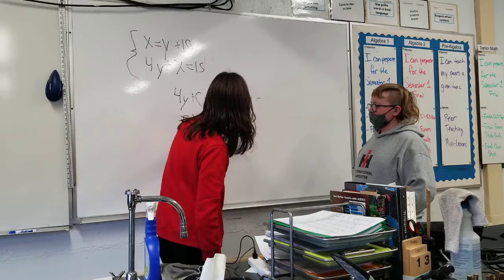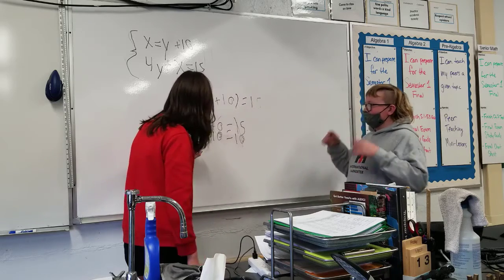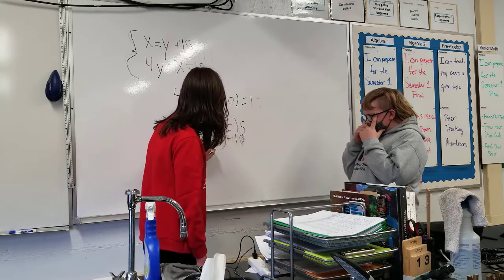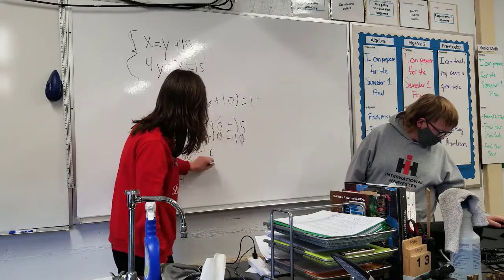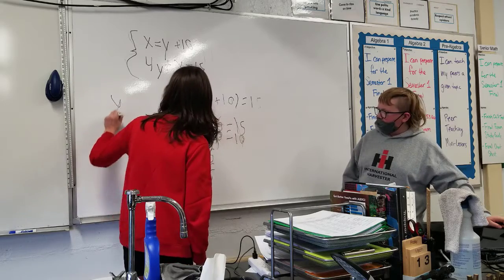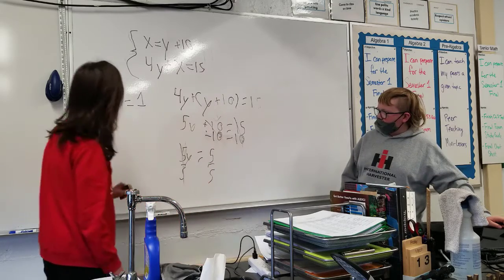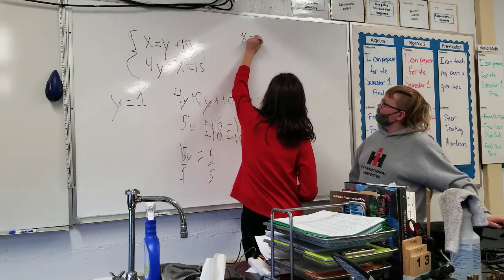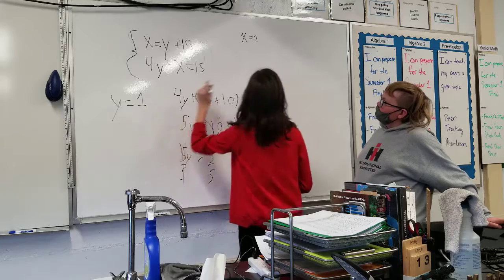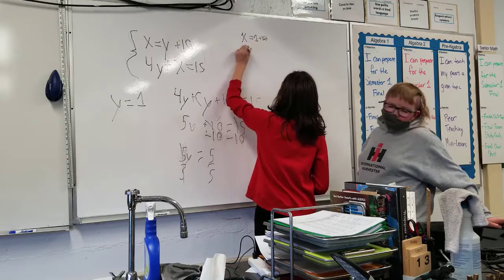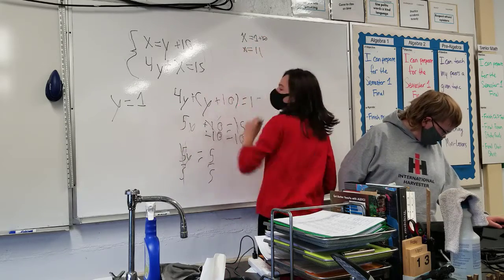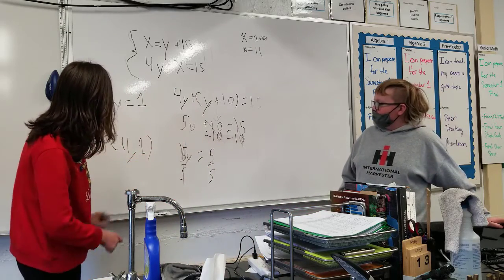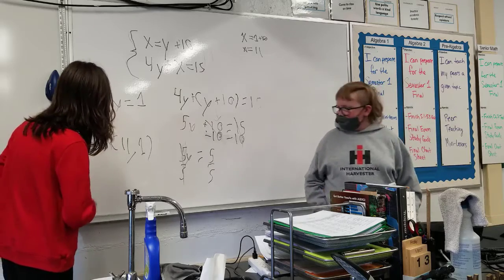So, doing the same thing, you get 5y equals 5 and y equals 1, which then you would take x equals y plus 10, so x equals 11, and you would have 11, 1 as the solution. Alright. Next one.